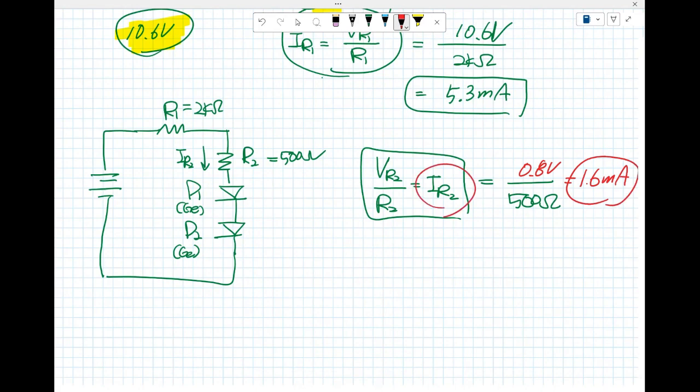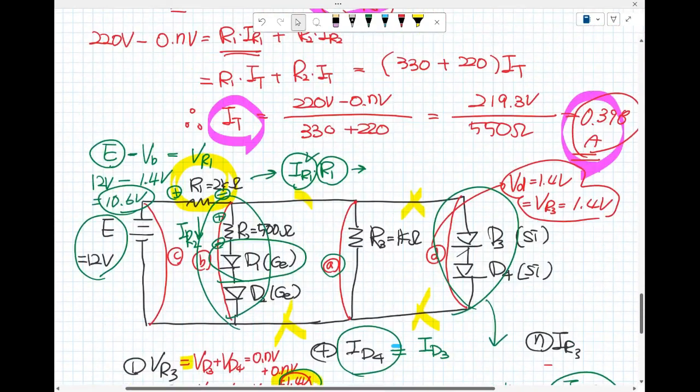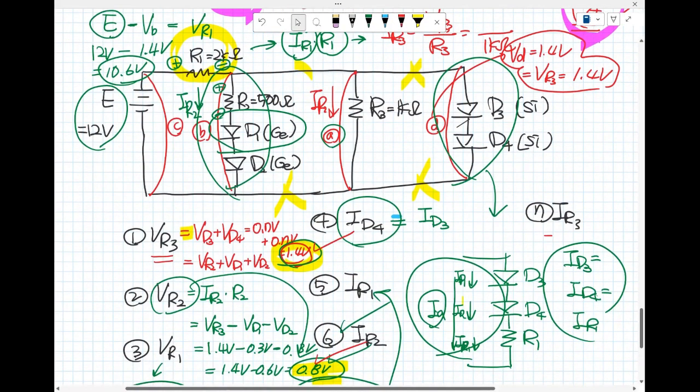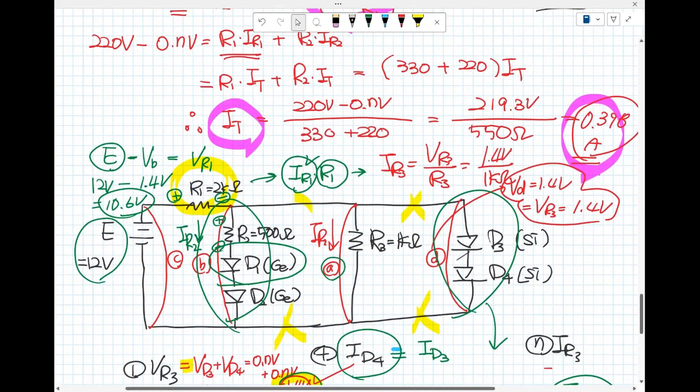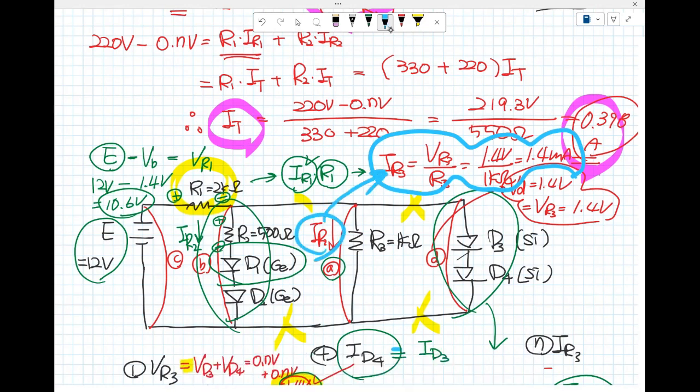So now, what is the I sub R sub 3 here? Same thing. I sub R sub 3 is V sub R sub 3 divided by R sub 3. R sub 3 is 1 kilo ohm, and V sub R sub 3 we have already calculated: 1.4 volt. That is 1.4 milliamp. So the I sub R sub 3 is 1.4 milliamp.